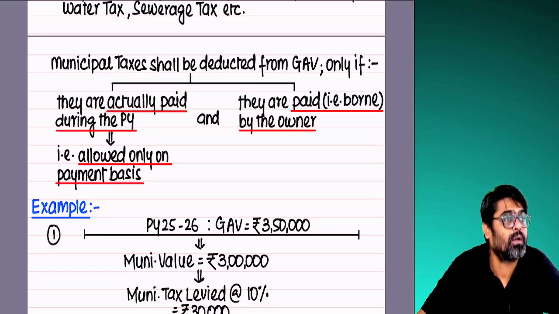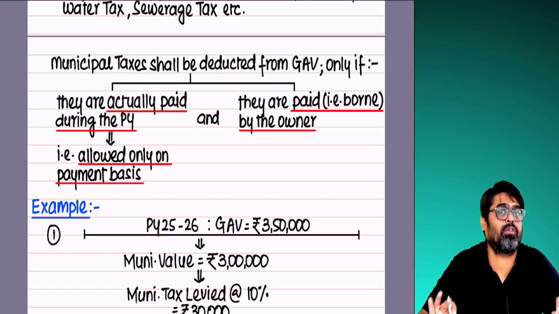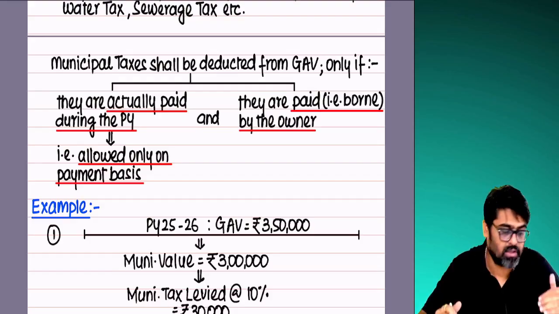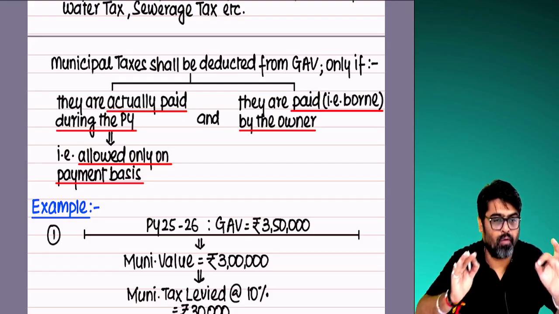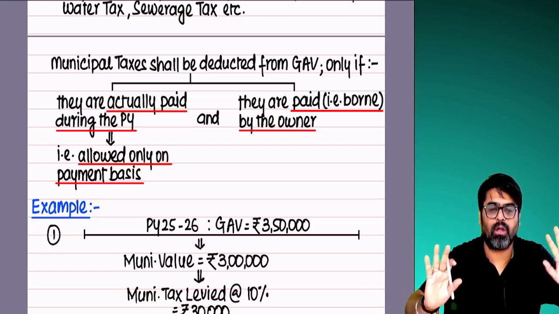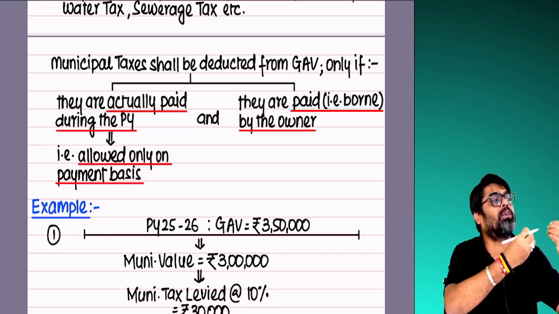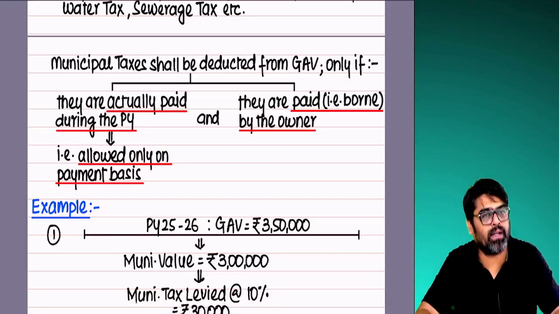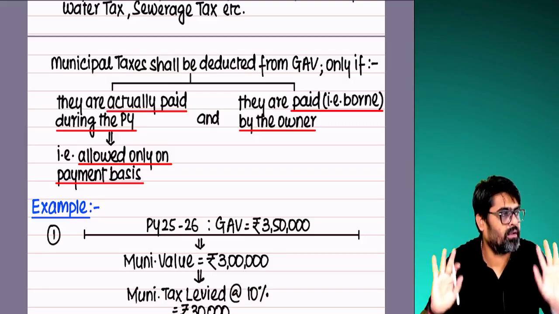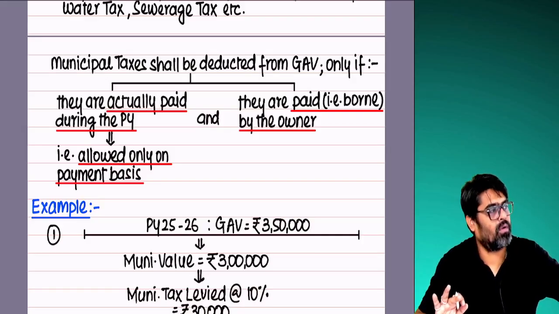Hello sir, very important. You have to make sure that whatever municipal taxes you are paying, you pay between 1st April and 31st March of your previous year. During this period, whatever municipal tax you are paying, whether it relates to this year or to any other year, have you paid it in this year? Yes, it will be allowed as a deduction in this year. That's it. Will you check to which year the municipal tax relates? No, no need to check.